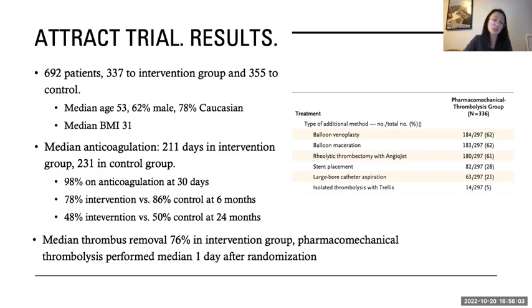Very similar mean age, similar distribution in terms of the sexes, 78% Caucasian, median BMI, slightly obese. And we can see that they were anticoagulated on average for about 211 days in the intervention group, 231 in the control group. And about 50% of the patients overall were still in anticoagulation at 24 months. The median thrombus removal was about 76% in the intervention group, and on average completed 1 day after randomization. And looking at the types of treatment they received in addition to the pharmacomechanical thrombolysis, you can see that about 28% of patients also had a stent placed here.